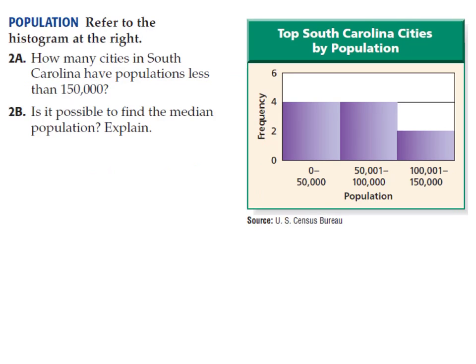Okay, go ahead and refer to the histogram at the right, pause the video, see if you can answer the questions, and then play the video to check your answers. Okay, question 2A says, how many cities in South Carolina have populations less than 150,000? So that means that we're looking at this bar right here, because it includes cities with populations less than 150,000, but this bar is also populations less than 150,000, and so is this one right here. So we have to add all three together. We have 4, 4, and 2. That makes 10 cities total.